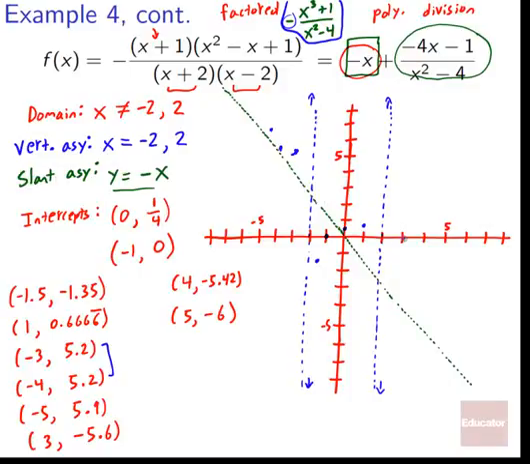At 3, we plug in 3, and we're at negative 5.6, so a little below. Here we are. At 4, we're at negative 5.42. Once again, there's that interesting thing where it will curve back up. Turns out that the minimum is somewhere between those two. At positive 5, we're at negative 6.